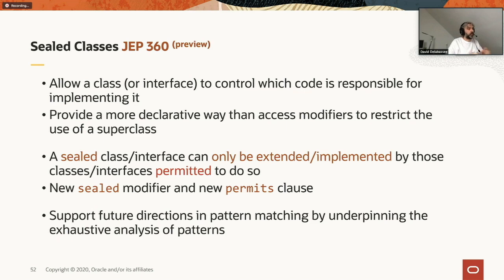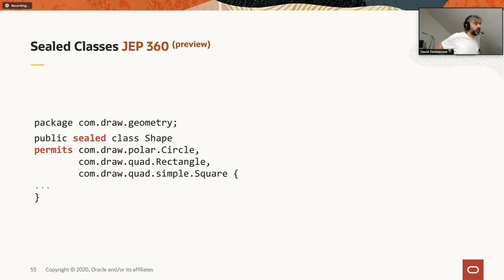Well, let's have a look at an example that would be more obvious. So I have this shape superclass, and we have two new keywords. We have sealed, that is used to say, okay, the class shape is sealed, and then we have the permits keyword that tells which classes or interfaces can use that superclass. So shape is sealed, and in this example, only circle, rectangle, and square are allowed to extend the shape.